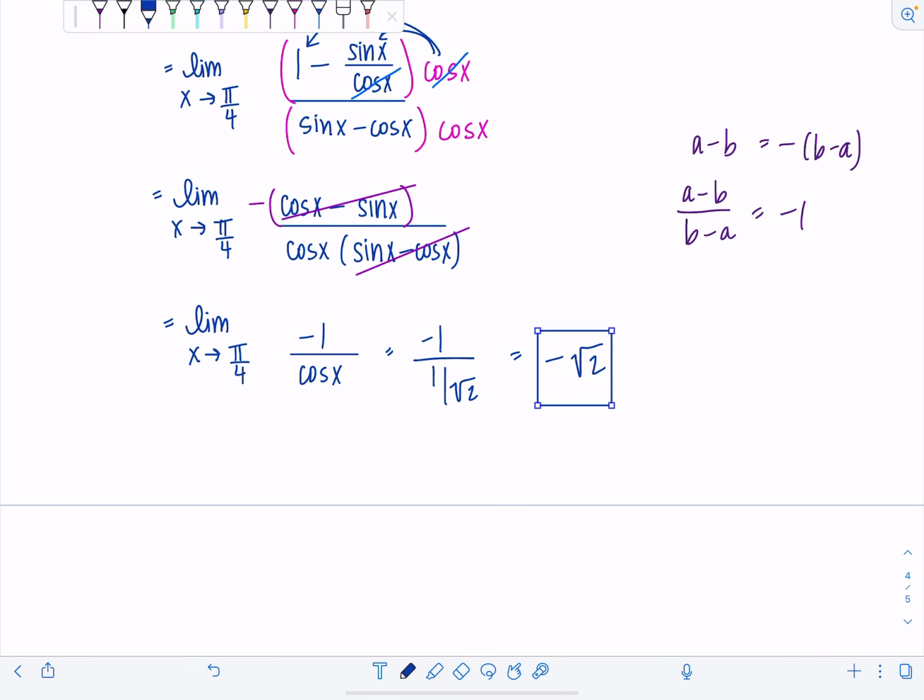Okay, so don't forget, sometimes it just takes a little cleaning up, and then you can go ahead and use direct substitution. You don't always have to use these limit formulas unless you encounter a situation where you're kind of stuck and it's appropriate. Okay?